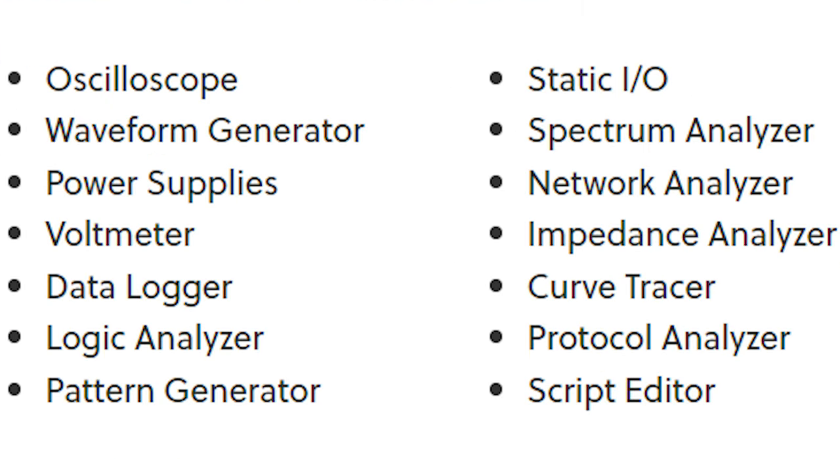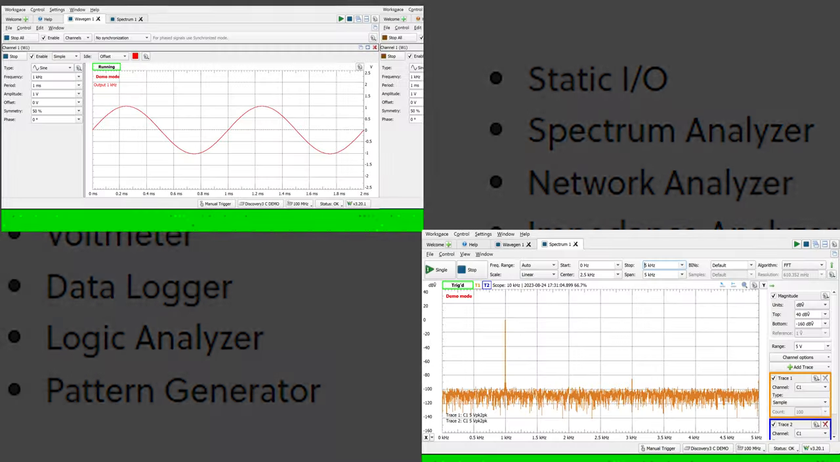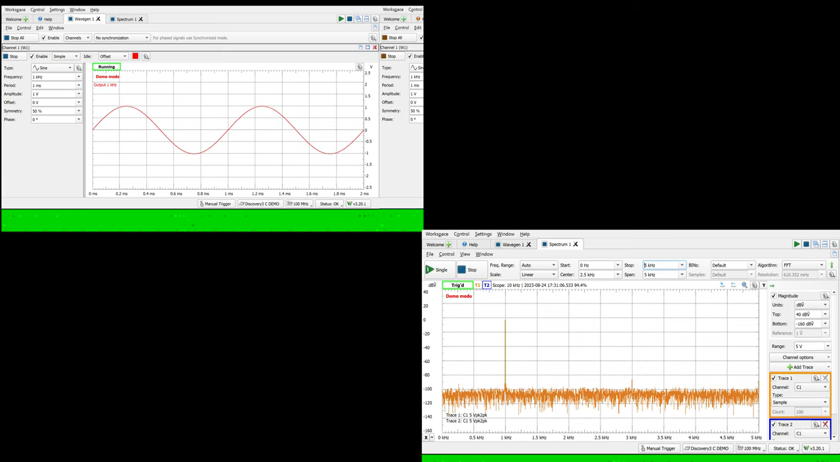So the software is what makes this piece of equipment really powerful. And what makes it even more powerful is that you can use different tools at the same time, simultaneously. For example, you can use the waveform generator to output a waveform, say at 1 kHz, then go into the spectrum analyzer and get the output from your testing device and analyze that waveform.